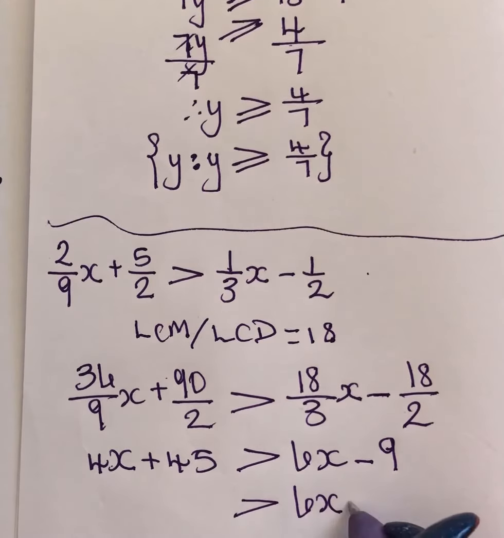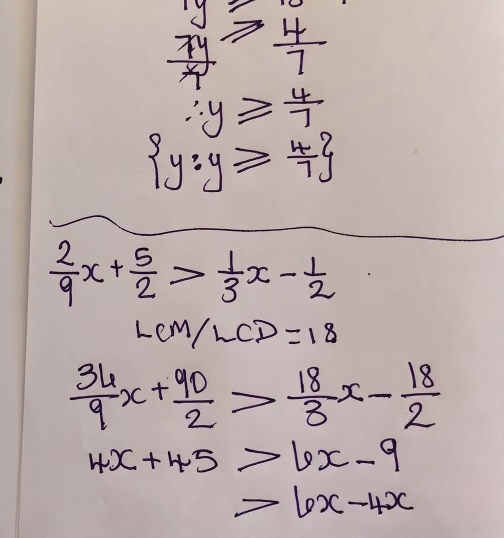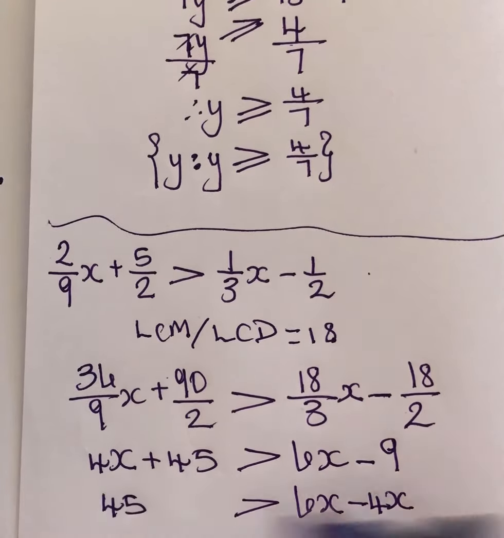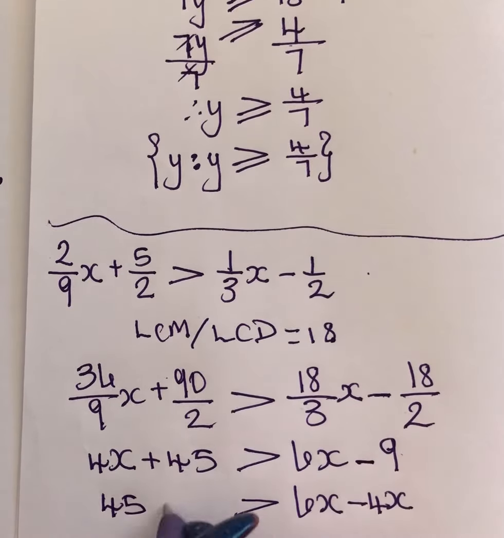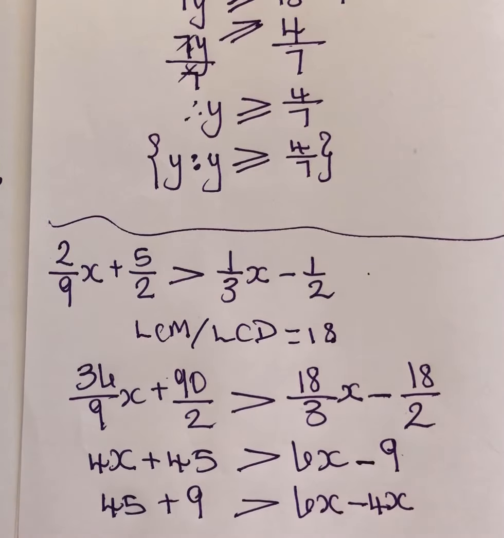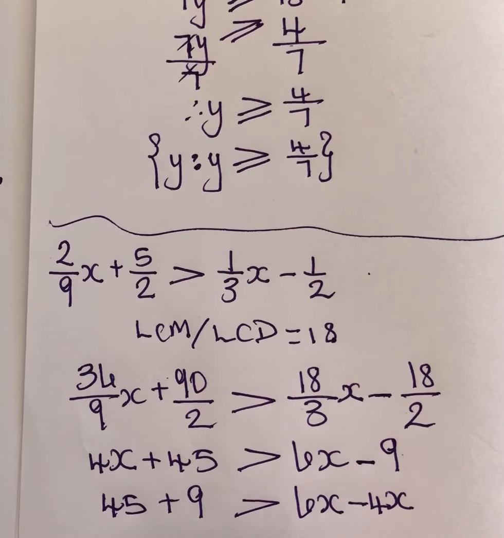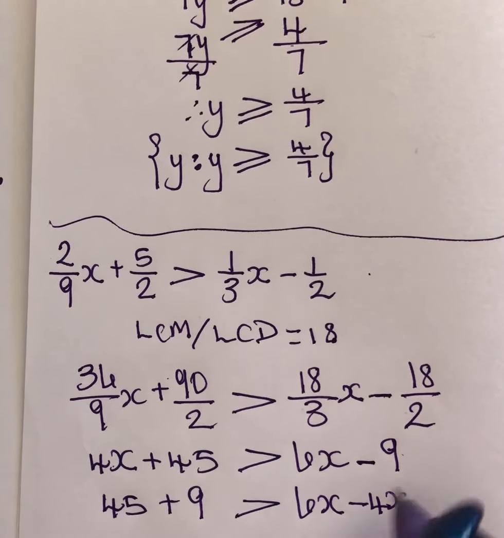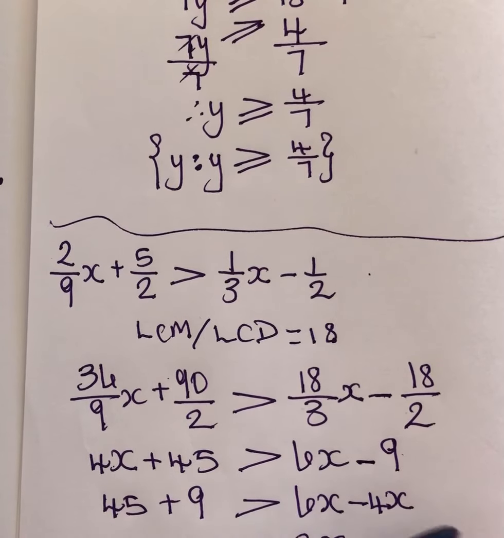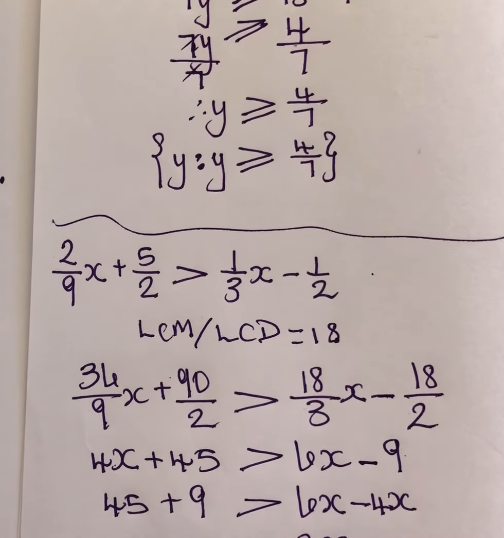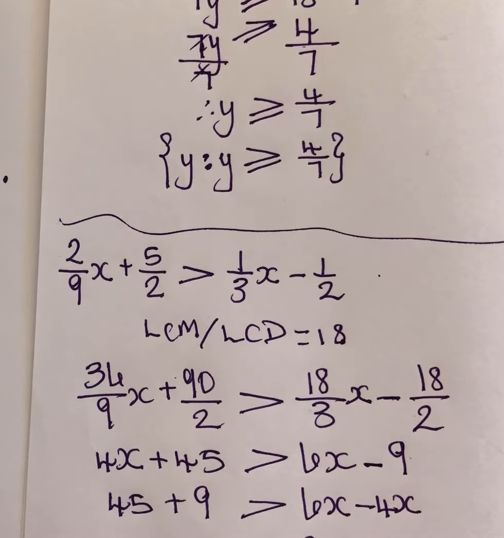I'm taking across a positive 4x. I keep this 45 and I will take across a negative 9, which makes it a positive. A positive 45 plus 9 is 54. And 6 minus 4 is 2. I solve for my unknown. I need x, so the coefficient of x is 2.